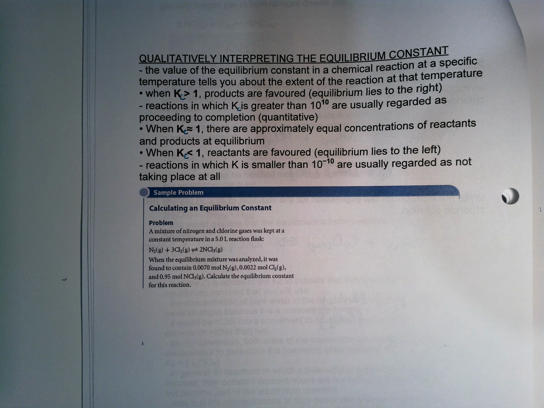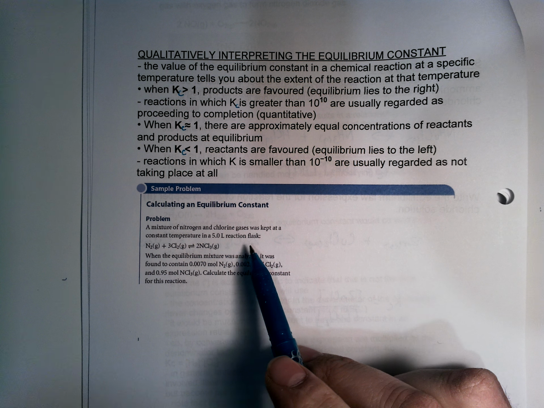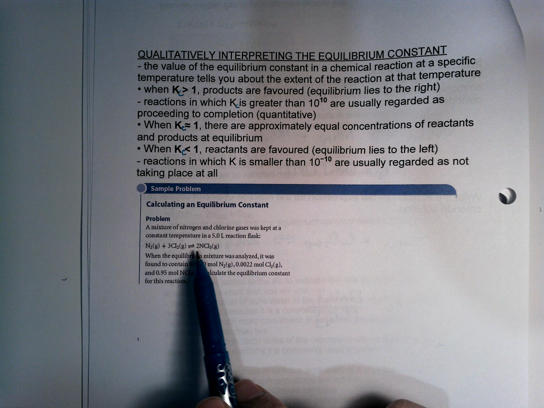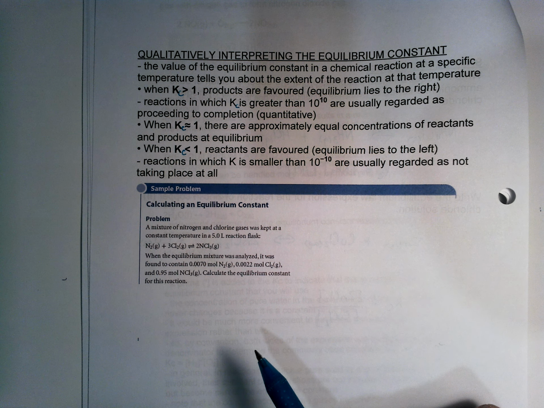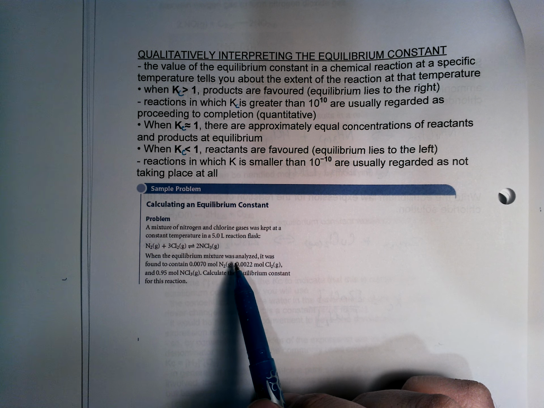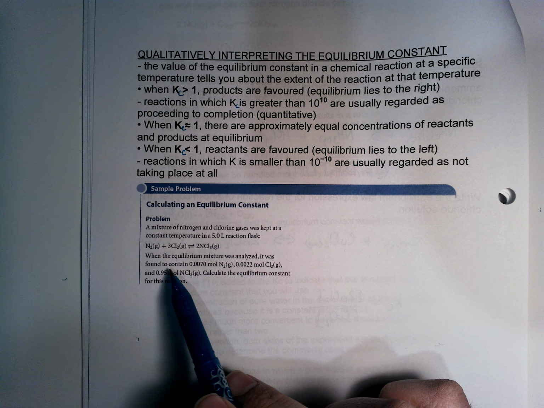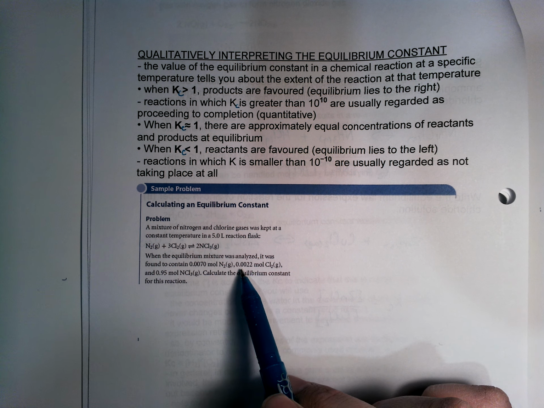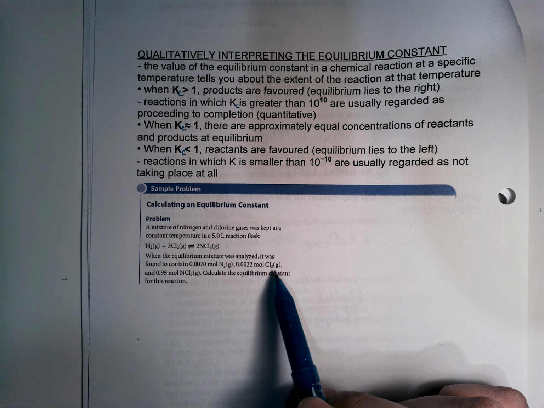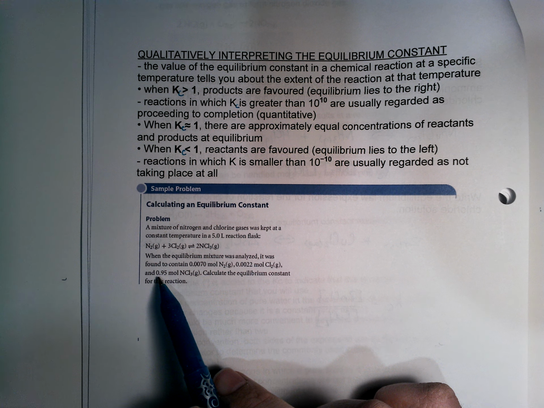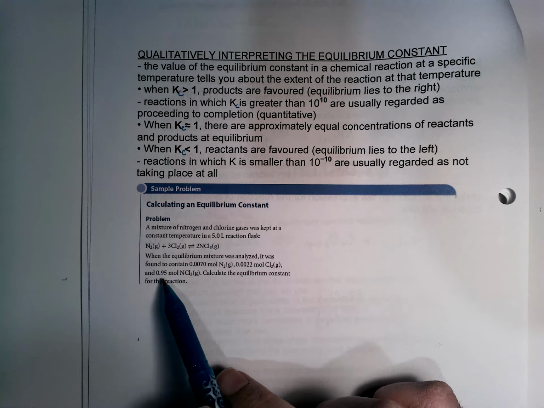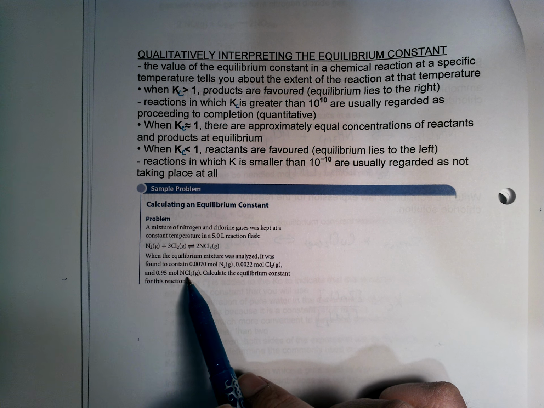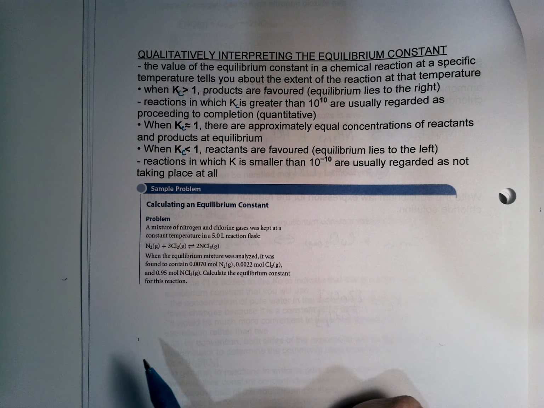All right, so let's do some examples. We have a mixture of nitrogen and chlorine gas kept at a constant temperature in a 5-liter reaction flask. They're all gases, so we can include them all in our reaction. When the equilibrium mixture was analyzed, it was found to contain 0.0070 moles of nitrogen, 0.0020 moles of chlorine, and 0.95 moles of nitrogen trichloride. Calculate the equilibrium constant for the reaction.